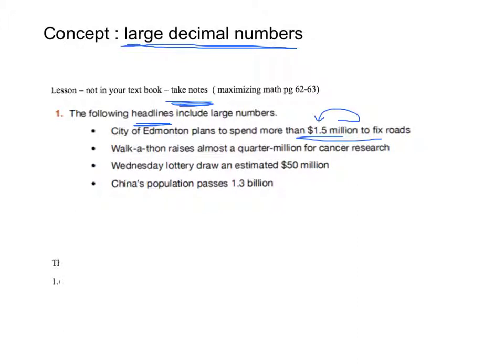All right, let's take a look at a second one. The walkathon raised 250,000. Now this one's a little bit different because it's not a large decimal number. 250,000, a million, a quarter of it. So we know a quarter of something is about 25, so we think of 100, right? A quarter of 100 is 25. Money helps when you're thinking of this kind of a number. 250,000. So that's another way for a large number to be shown.